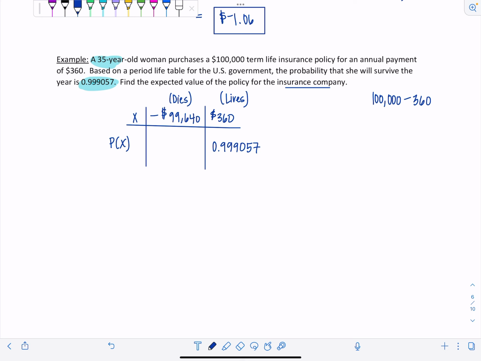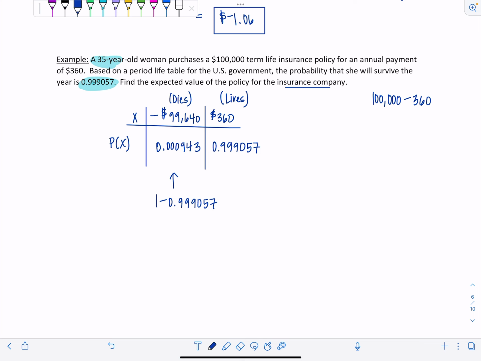The probability that she's going to die, how would we compute that? Well, we know that the probability that she lives or dies needs to sum up to 1 or 100%. So we'll just do 1 minus 0.999057. And this will give us 0.000943.